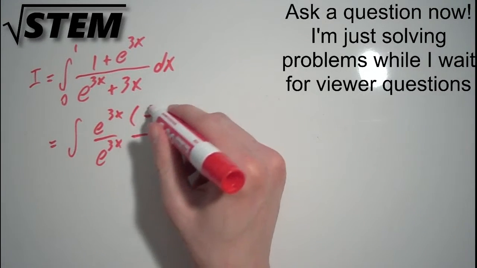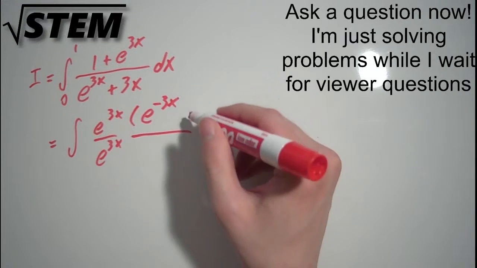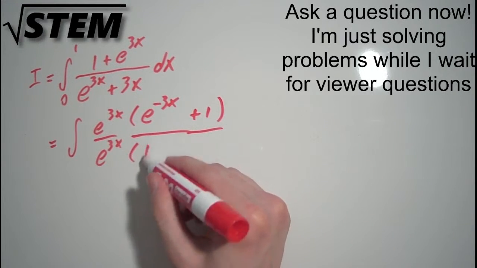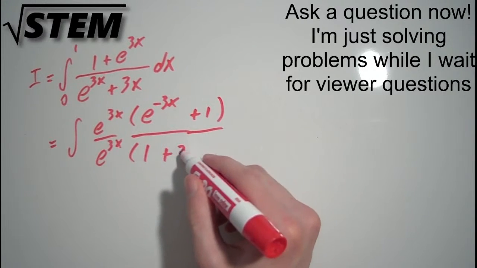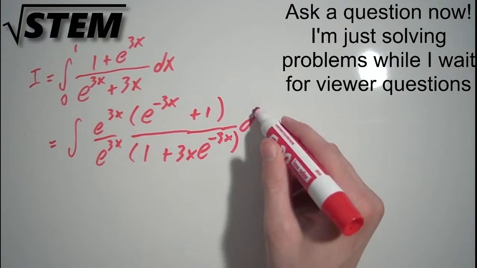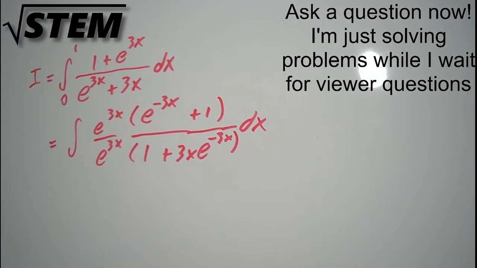We would have e to the minus 3x plus 1 over 1 plus 3x e to the minus 3x. Does that help us at all? Not sure it does. In fact, I think that is maybe worse.